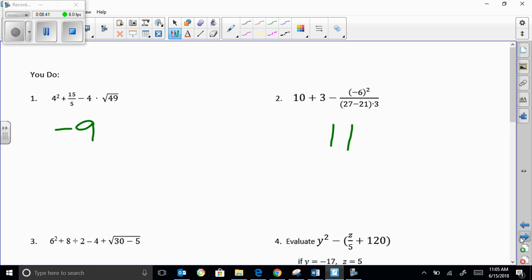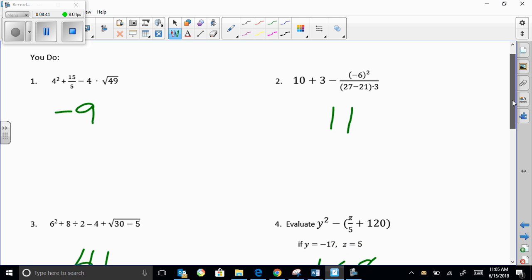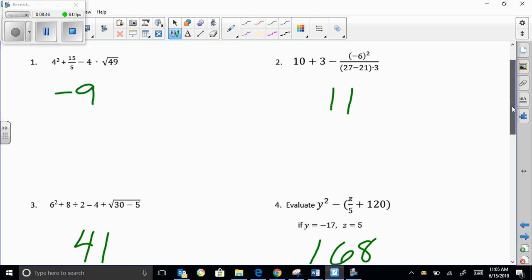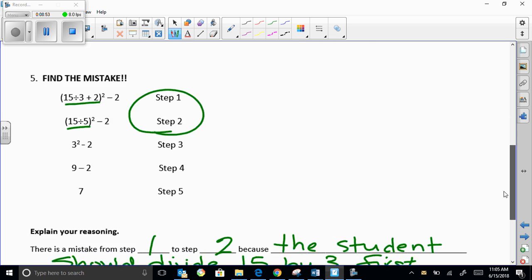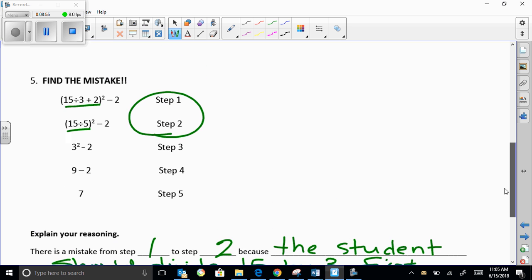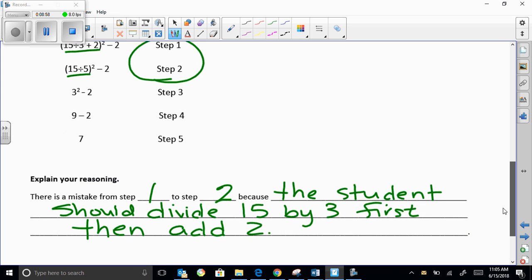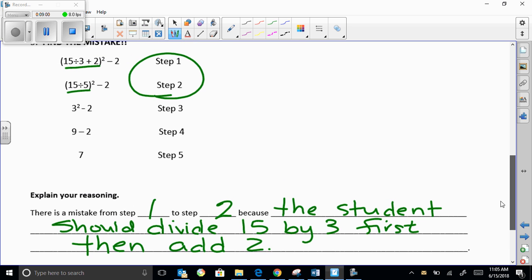Welcome back. Let's check your answers to the You Do problems. Number 1 is negative 9. Number 2 is 11. Number 3 is 41. Number 4 is 168. Number 5, the arrow is from step 1 to step 2. The student should have divided by 15 first and then added 2. But in this particular problem, they went 3 plus 2 first and then divided 15 by 5.